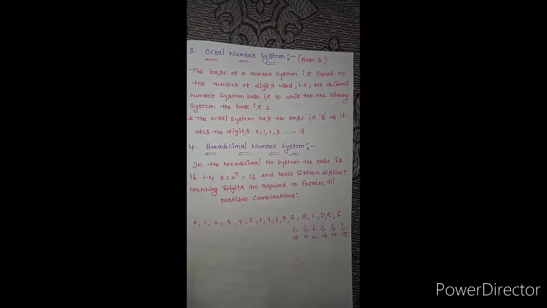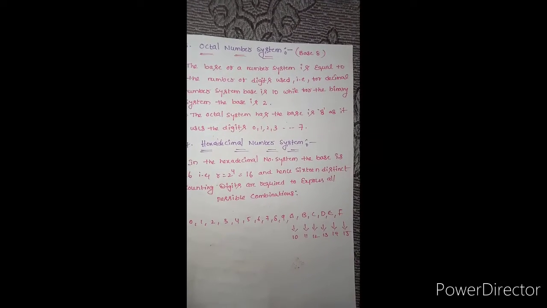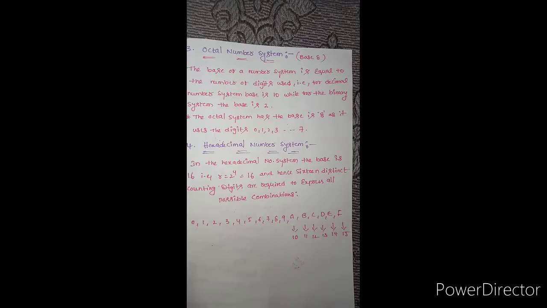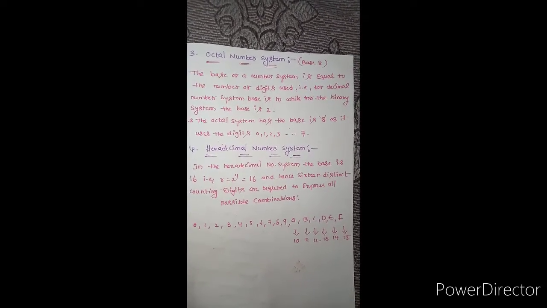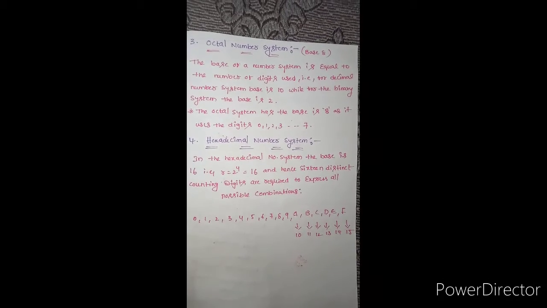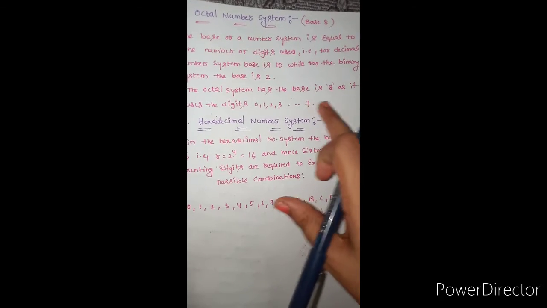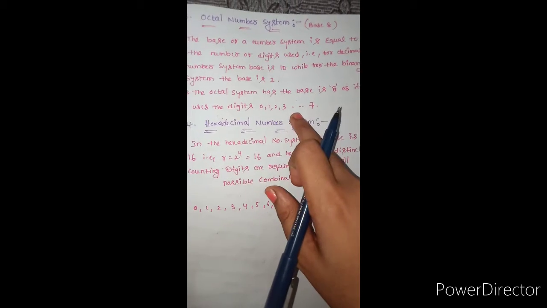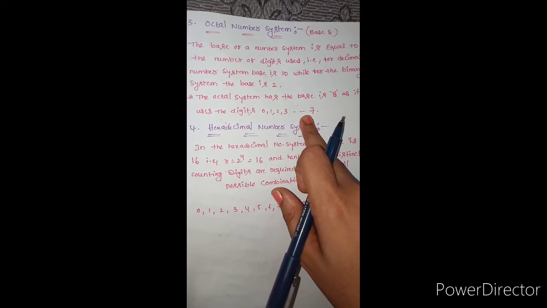Coming to the octal number system, the base of a number system is equal to the number of digits involved. The decimal number system has 10 digits, while the binary number system is base 2. That means the number of digits involved is the base used to represent the number system. The octal number system has a base of 8 as it uses 8 digits, that means 0, 1, 2, 3, 4, 5, 6, 7. So 8 digits are used here. This is known as the octal number system.